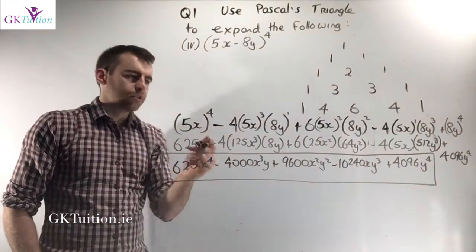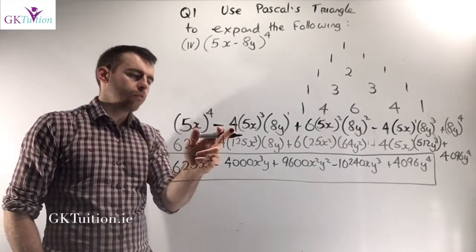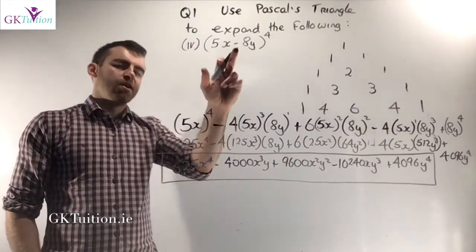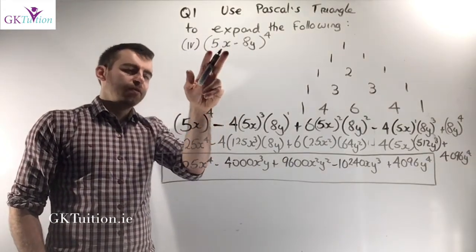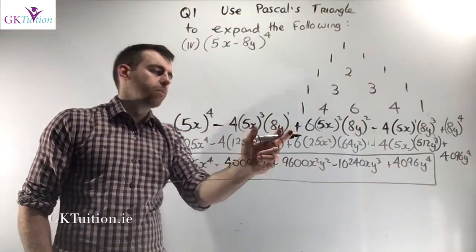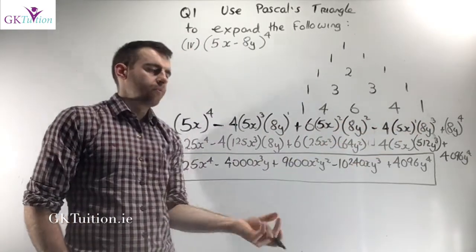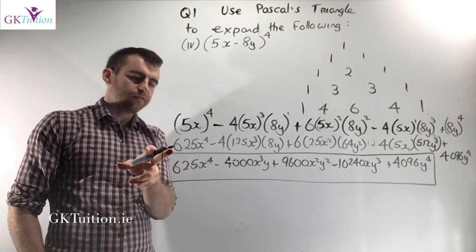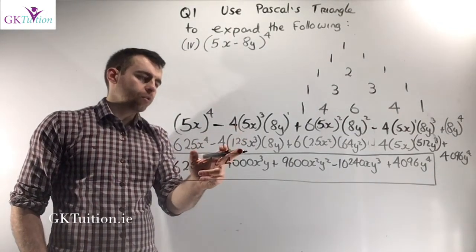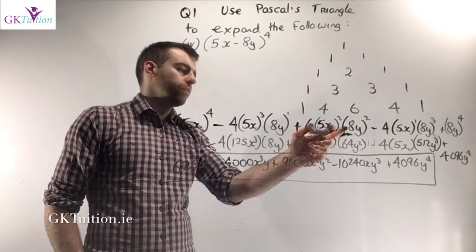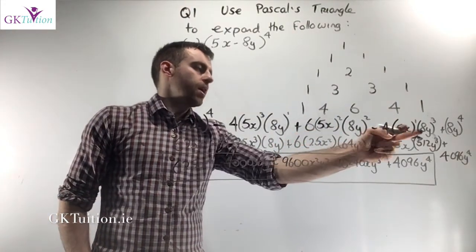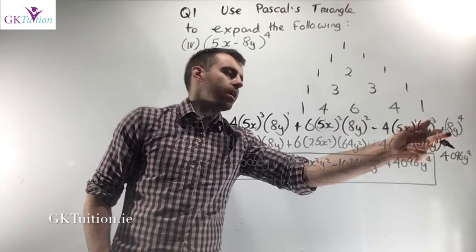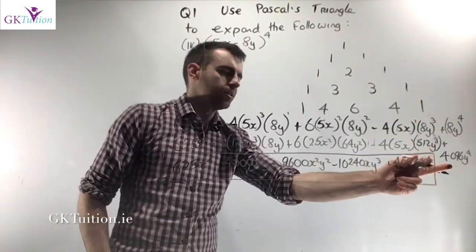Because there's 5 terms in total, the coefficients will be 1, 4, 6, 4, and 1. And then we have to worry about the signs. Because this is negative, the first term will be plus, then minus, then plus, then minus, then plus. And from there we just have to simplify it down. 5 to the power of 4 is 625. 5 to the power of 3 is 125. 5 squared is 25, and 8 squared is 64. 8 cubed is 512, and then I ran out of space, so I did it underneath. 8 to the power of 4 was 4096.